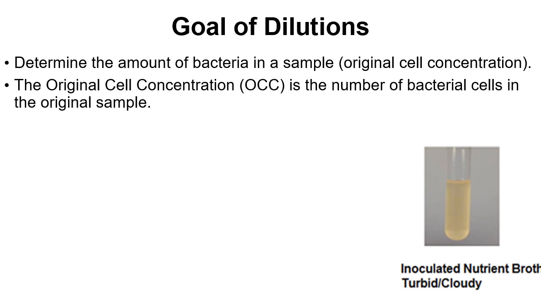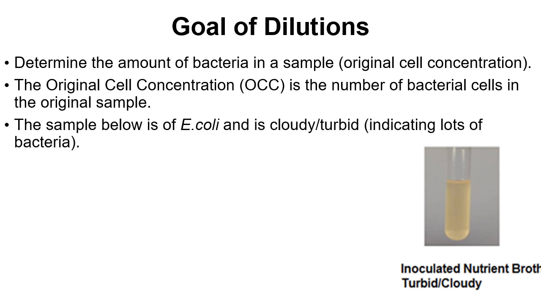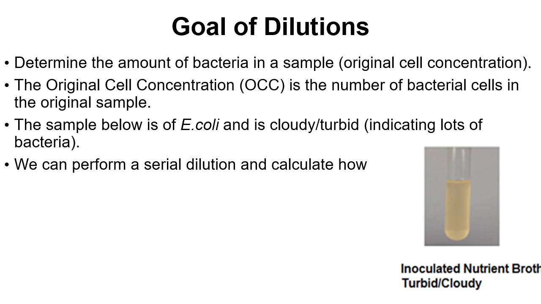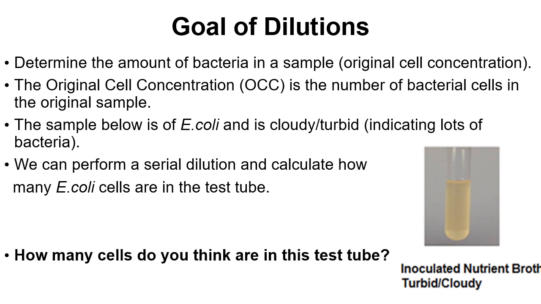So what we can do is take an inoculated, in this case nutrient broth, that is cloudy, indicating lots of bacteria, and dilute it and count the number of colonies on a plate. The sample below is of E. coli, and it is cloudy or turbid, indicating lots of bacteria. We can perform a serial dilution and calculate how many E. coli cells are in the test tube. So how many cells do you think are in this test tube?